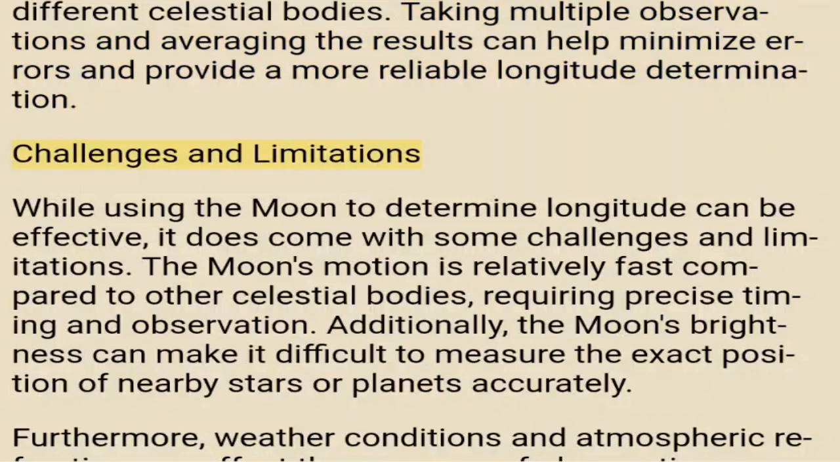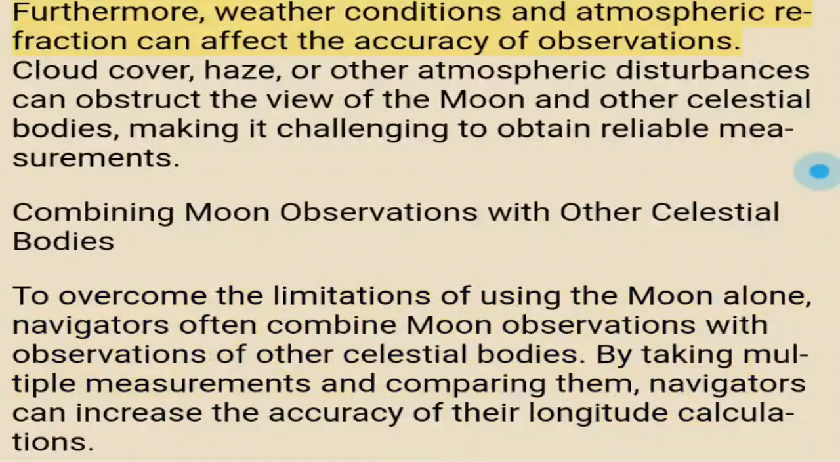Challenges and limitations. While using the moon to determine longitude can be effective, it does come with some challenges and limitations. The moon's motion is relatively fast compared to other celestial bodies, requiring precise timing and observation. Additionally, the moon's brightness can make it difficult to measure the exact position of nearby stars or planets accurately. Furthermore, weather conditions and atmospheric refraction can affect the accuracy of observations. Cloud cover, haze, or other atmospheric disturbances can obstruct the view of the moon and other celestial bodies, making it challenging to obtain reliable measurements.